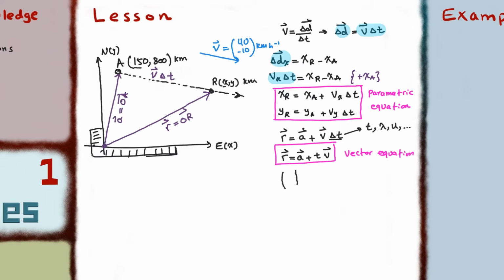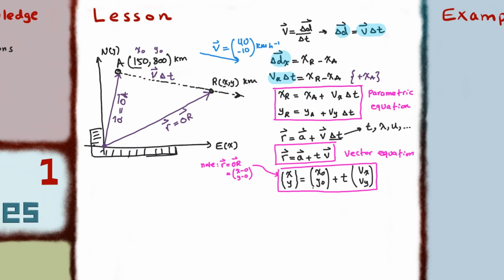Note that to find position vector r, we will take the x and y coordinate of point R and subtract the x and y coordinate of the origin, which is 0, 0. So in this case, we will get (x, y), and that will equal position vector A, which is going to be (x naught, y naught), that's the original point, plus t multiplied by the velocity vector, and our velocity vector is going to have an x component and a y component. And this is another form of writing the vector equation for a line connected between 2 points.